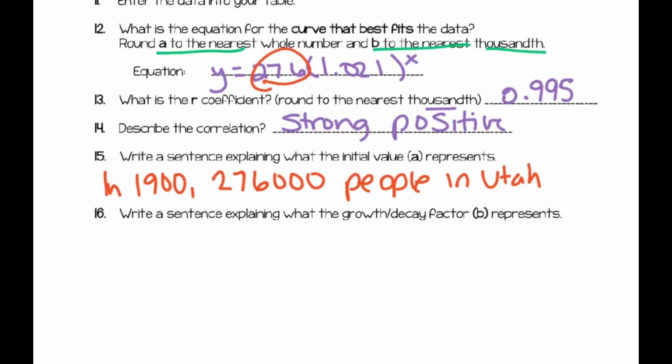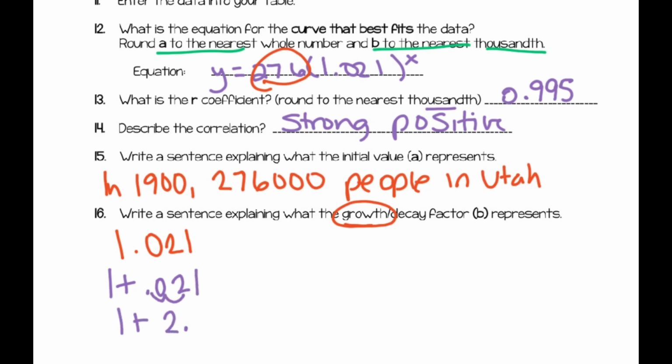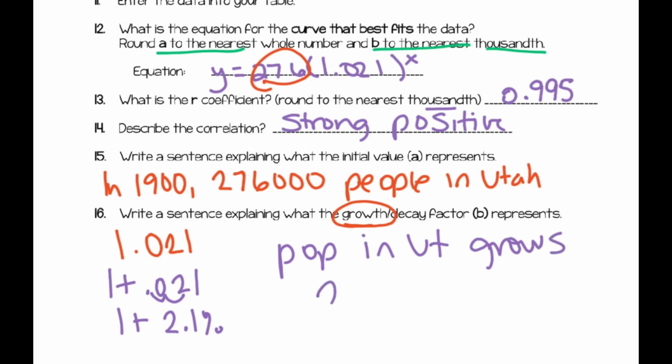Okay, write a sentence explaining what the growth or decay factor represents. Well, obviously this is a growth factor because it's bigger than 1. So since you have 1.021, how much did it grow? So change it to a percent. So it's 1 plus 0.021. And so that means 1 plus 2.1%. So the population in Utah grows, according to this, at 2.1% per year.